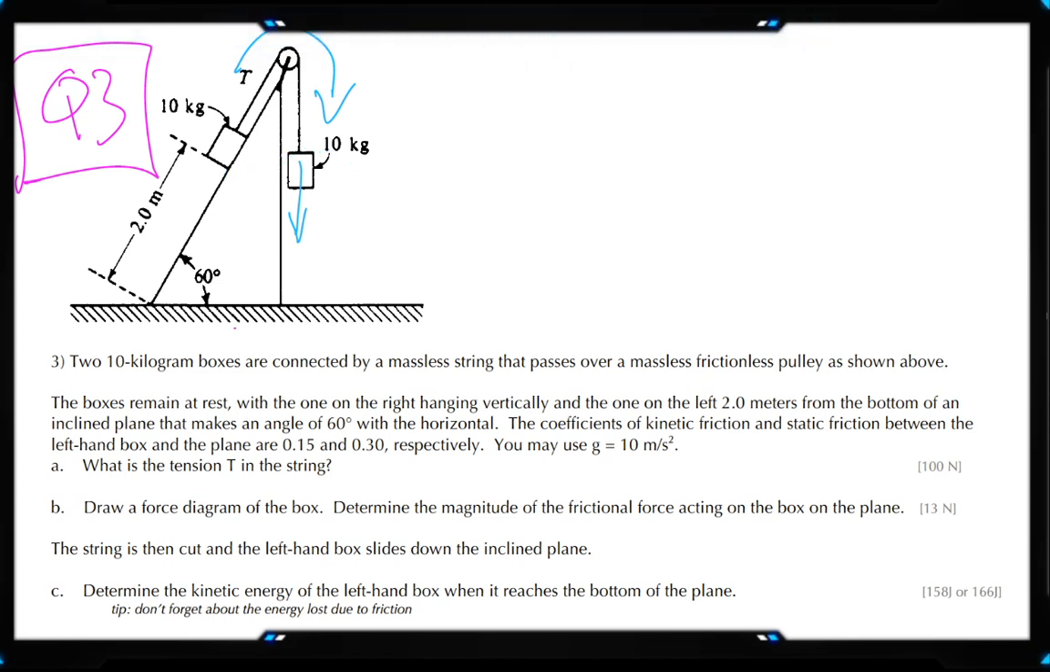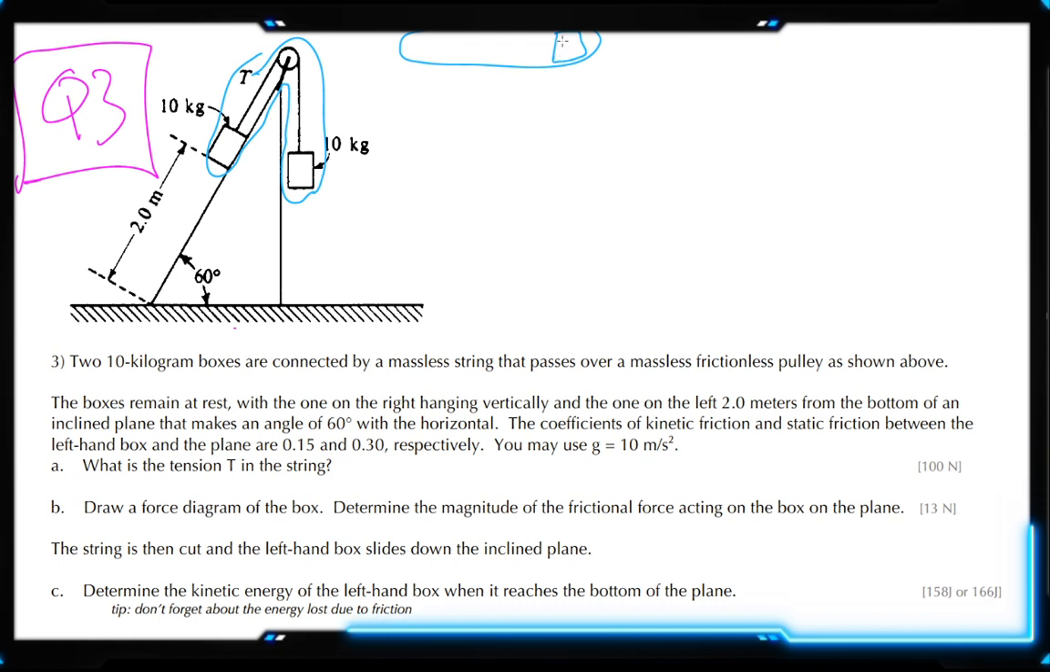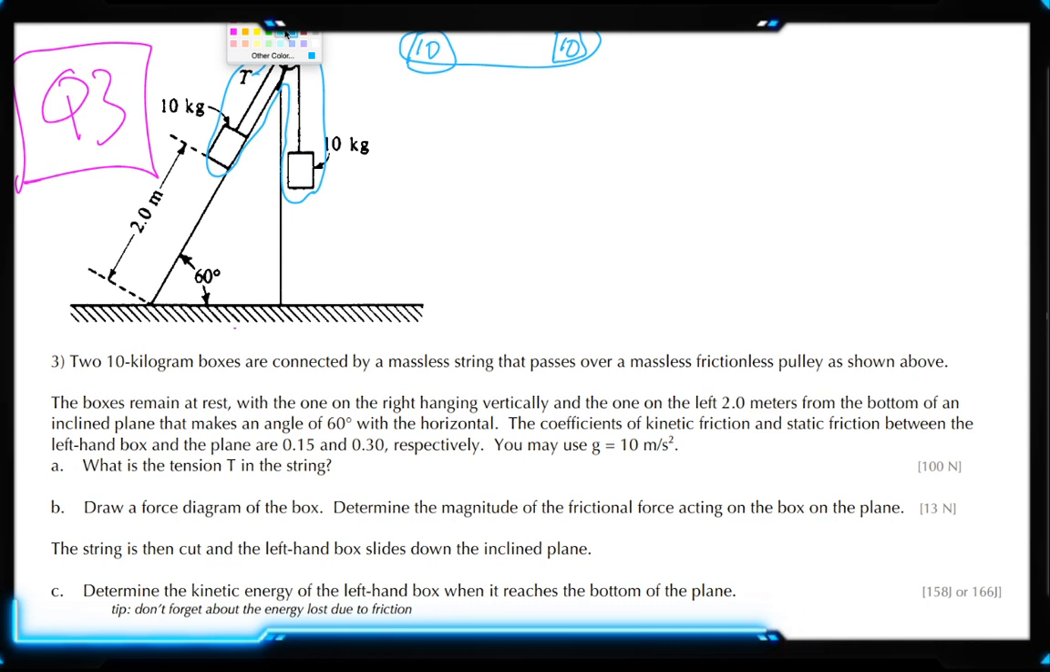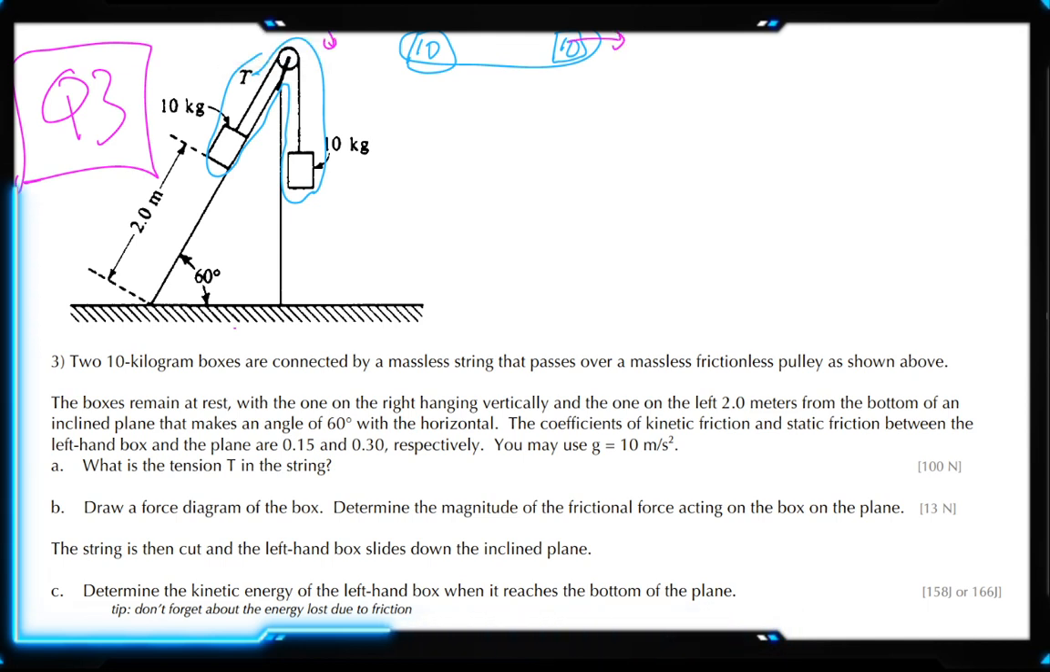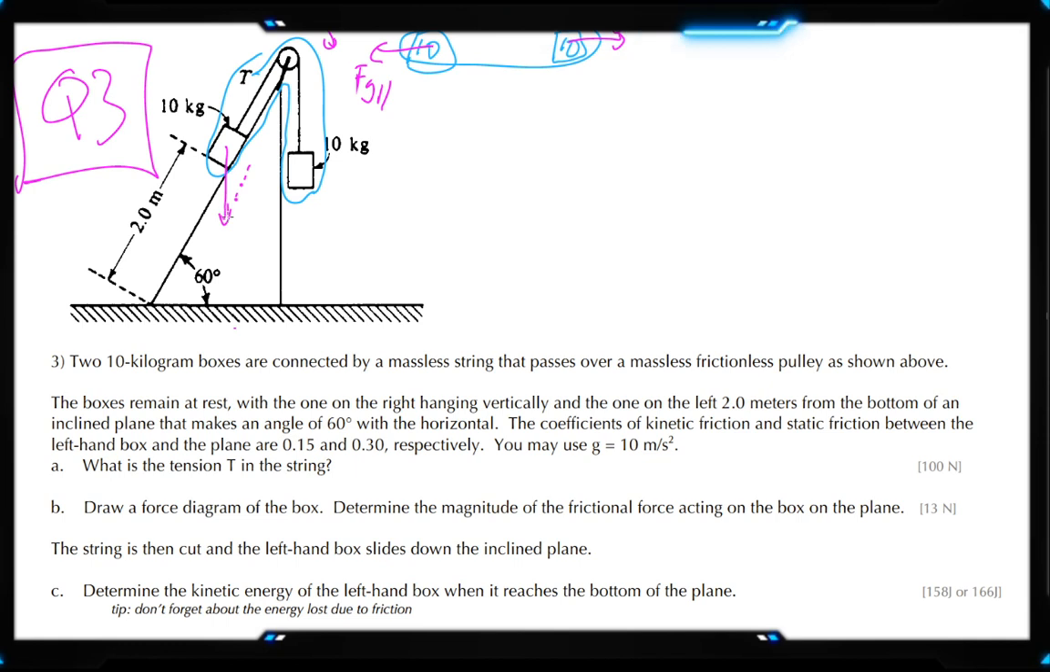So maybe we'll think about the system as being this flattened out system. Here's my system. I'm going to flatten it out, where I have the 10 kilogram mass here and the 10 kilogram mass here. The force pulling the system in this direction is this Fg, and the force pulling the other way is Fg parallel, that's this component here.